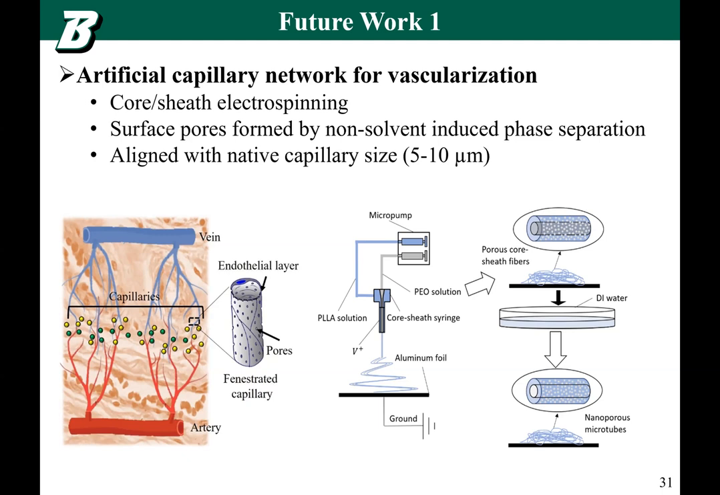And after we dissolve it, we'll be able to obtain nanoporous microtubular structures that highly resemble our human capillary structure. We can also obtain surface pores by non-solvent induced phase separation. This means if we incorporate water vapor during the electrospinning process, or if we're using highly volatile solvent during the electrospinning process, then there will be water vapor occupying the surface of the nanofibers, microtubes. And then the surface will leave some porous structures that again highly resemble human capillary vessels.